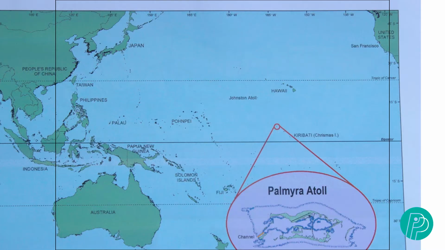Palmyra Atoll is a nature reserve, and it's managed by the Nature Conservancy. And it has a research station, but no indigenous human population at all. And so the reefs are unfished, and in fact, the reefs are protected from fishing.